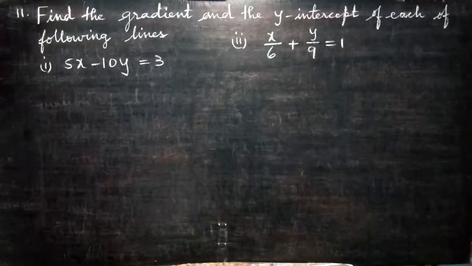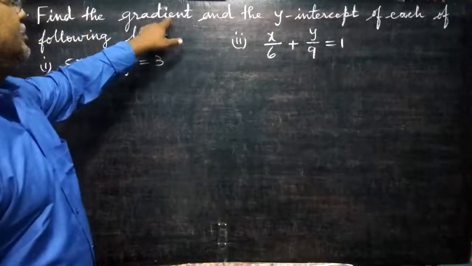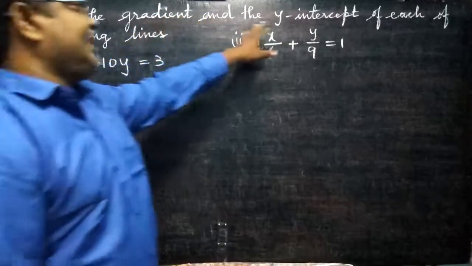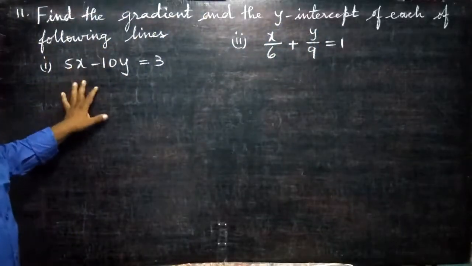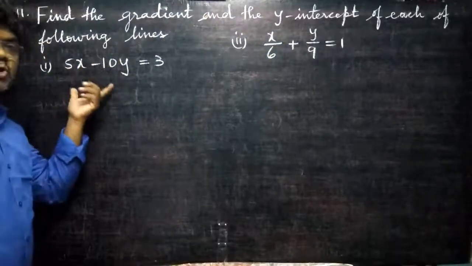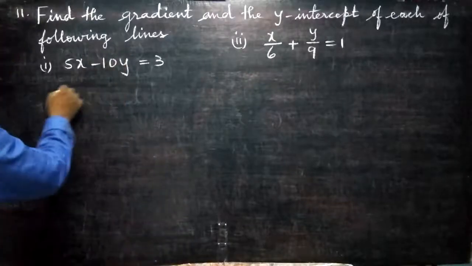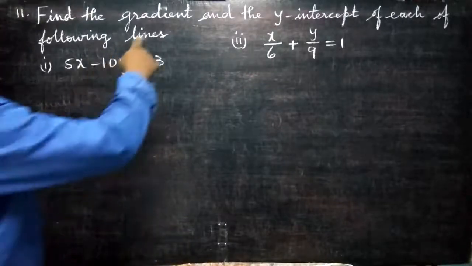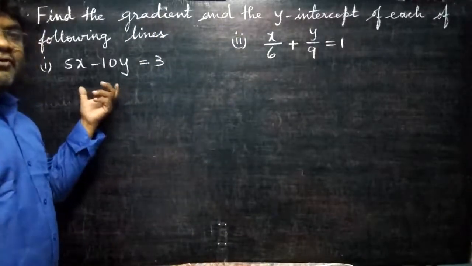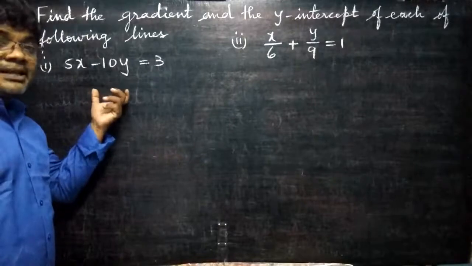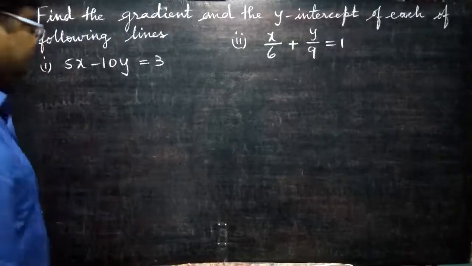11th problem. Find the gradient, gradient means slope, and the y-intercept of each of the following lines. Here they have given equations of lines. We have to bring out the slope or gradient and y-intercept from this. To do that, the equation should be in the form y is equal to mx plus c. That is the equation of a line, and we have to convert to that form.